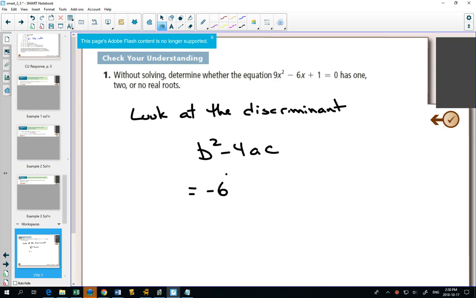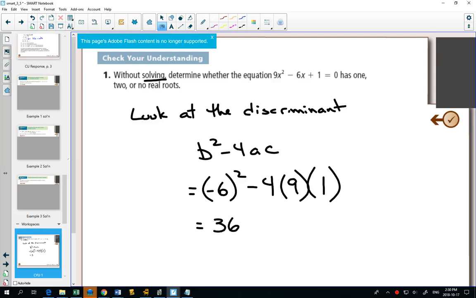so I plug that in, -6 squared, minus 4. I'm not solving the equation, I'm solving the discriminant. No, the word solving means you find out what x is. I know. Still feels like I'm writing an equal sign. My a value is 9, and my c value is 1. If I simplify this, I get 36 minus 36, which is equal to 0.